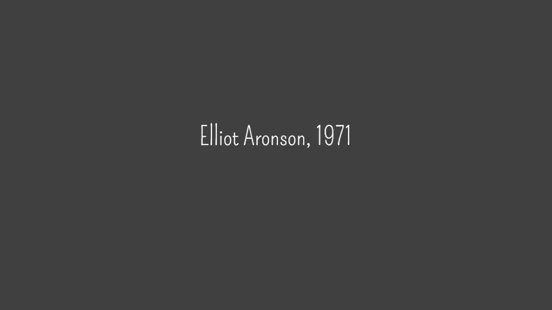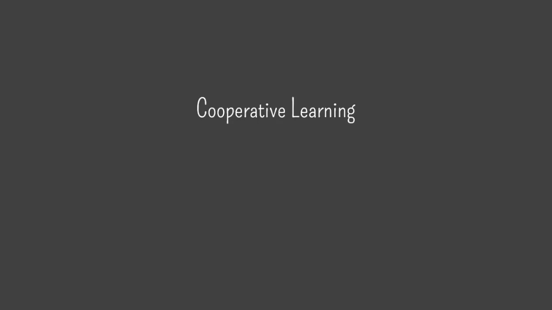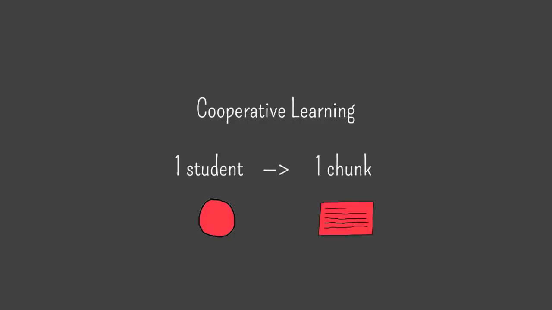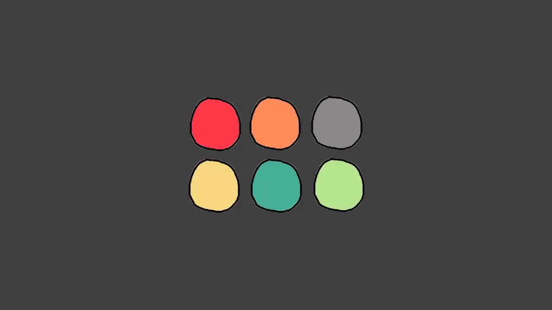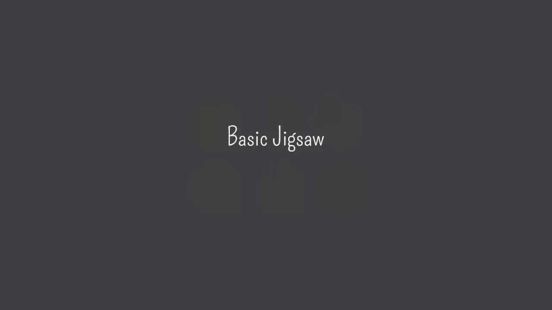Developed by Elliot Aronson in 1971, jigsaw is a cooperative learning strategy where each student in a group takes responsibility for one chunk of the content, then teaches it to the other group members. Like the pieces of a jigsaw puzzle, students fit their individual chunks together to form a complete body of knowledge. Here are the steps of a basic jigsaw, sometimes referred to as Jigsaw 1.